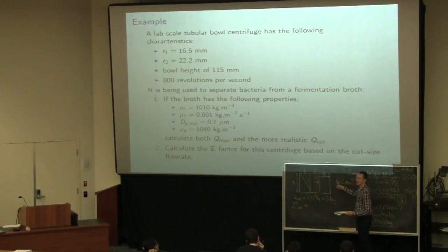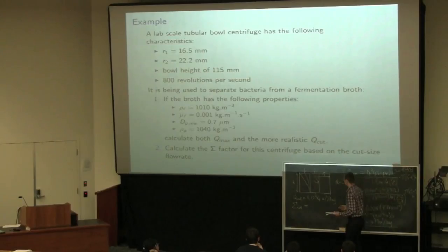If we were using Q max, we'd be calling this sigma max. The purpose is that we want to try and find the cross-sectional area that the centrifuge is effectively treating if it were a sedimentation basin. So given this flow rate, given the terminal settling velocity, we can calculate the equivalent sigma.